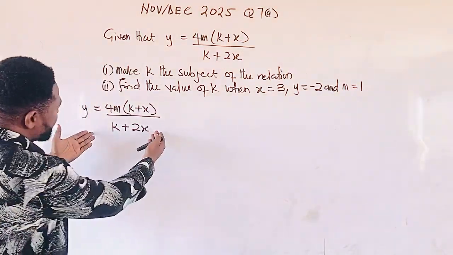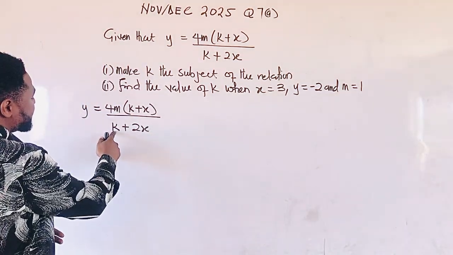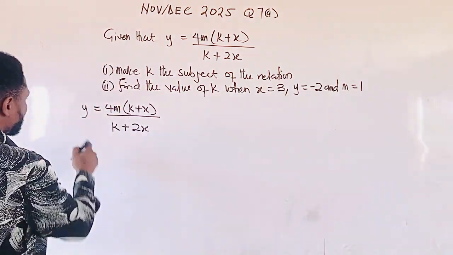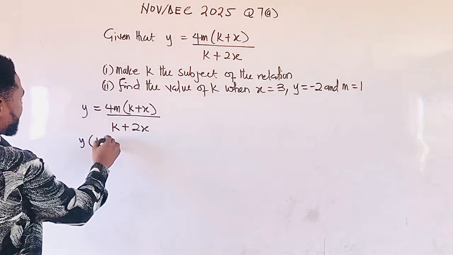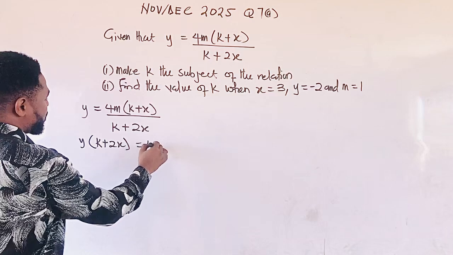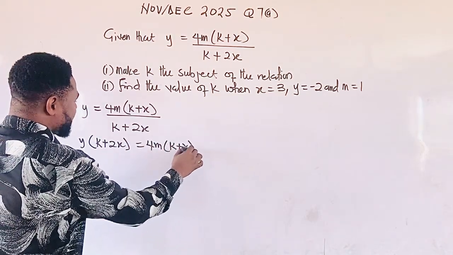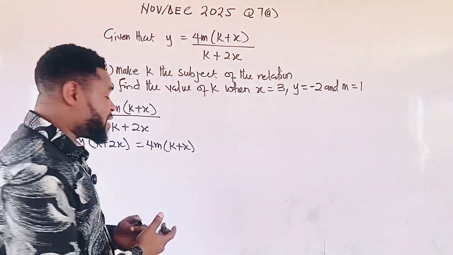So this is our relation given to us here, and for us to make K the subject, our first approach is to cross multiply, where we use our y here to multiply our k plus 2x. All will be equal to 4m multiplying k plus x. At this level, we expand the bracket.